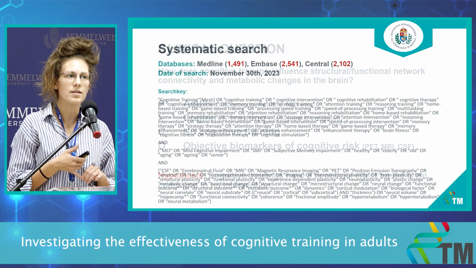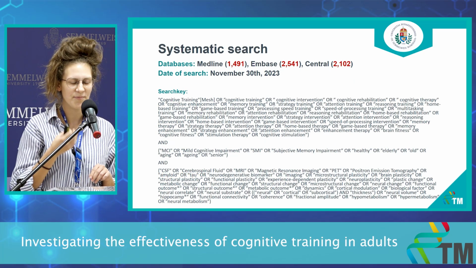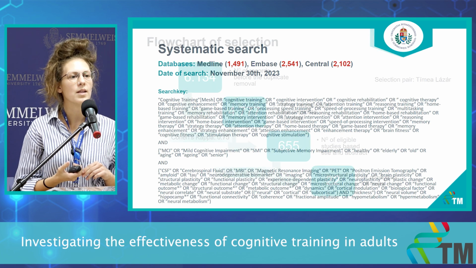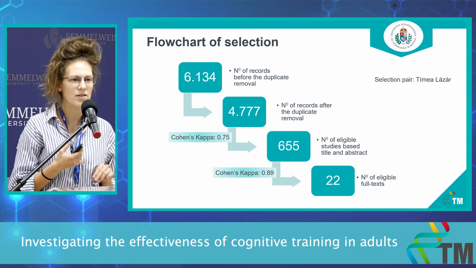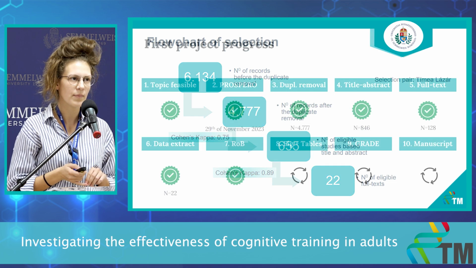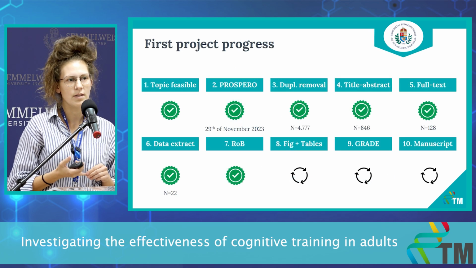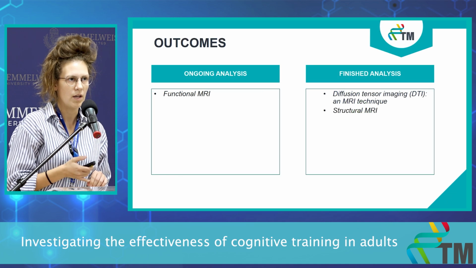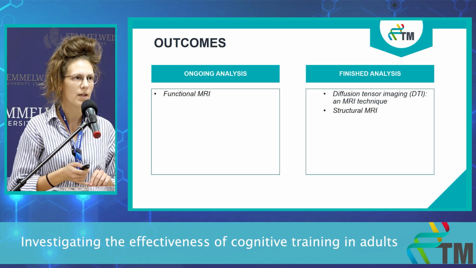I did my systematic search on the 30th of November last year. You can see the search key here. Before the duplicate removal, we had a bit more than 6,000 records, and we ended up with 22 eligible full texts. Here you can see the project progress. We are still doing the figures and tables, and we still have an outcome to assess, which is functional MRI.